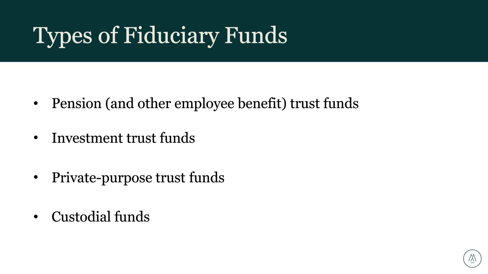So there are 4 types of fiduciary funds addressed in paragraphs 15 through 18 of GASB 84, which are pension and other post-employment benefit trust funds, investment trust funds, private purpose trust funds, and then custodial funds. The main difference here is the terminology of custodial funds, which were previously what would have been presented as your agency funds.